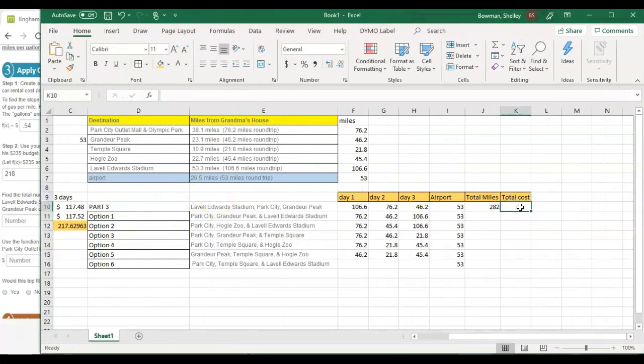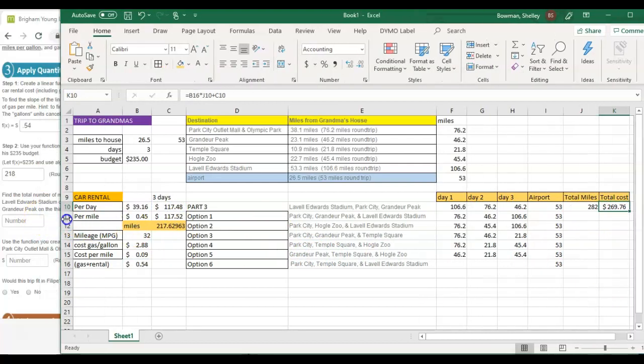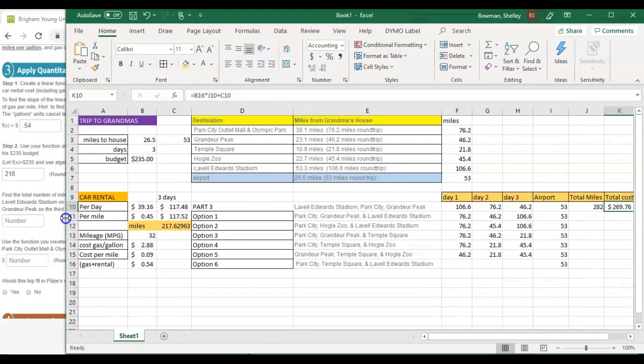So the total cost here equals the cost per mile, 54 cents, times the miles total, and then add the flat cost of 117.48. This tells me that if that's what he chose to do with his grandmother, it is $269.76.